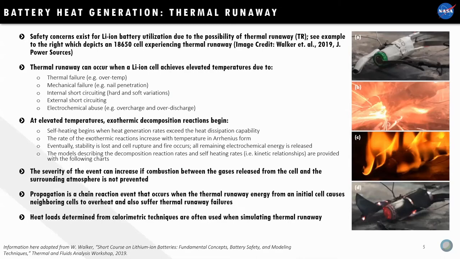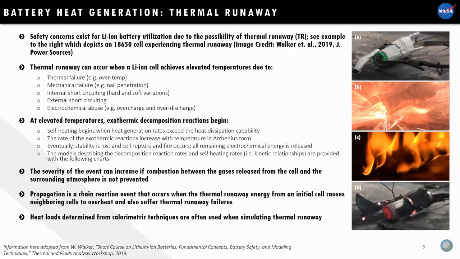Once we reach these elevated temperatures, an exothermic decomposition reaction begins. We get self-heating, which begins when heat generation rates exceed the heat dissipation capacity of the cell. At this point, we have a self-sustaining reaction, which turns into a thermal runaway event. The rate of the exothermic reaction increases with temperature in the Arrhenius form. Eventually, stability is lost, and cell rupture and fire occur, and all the remaining electrochemical energy is released. That's images B and C on the right there, which you can see is pretty volatile.